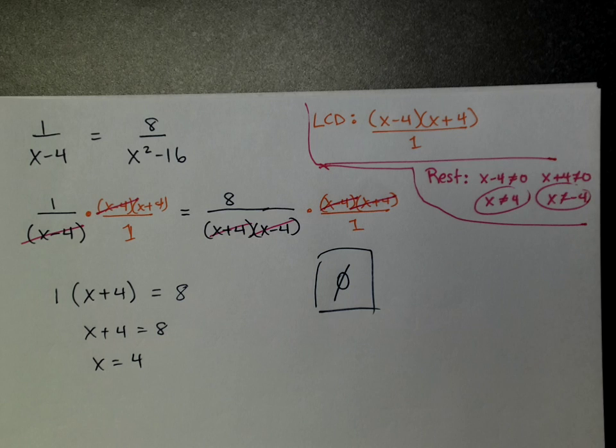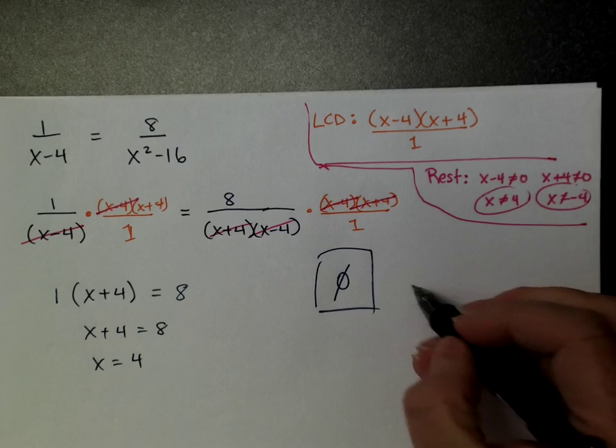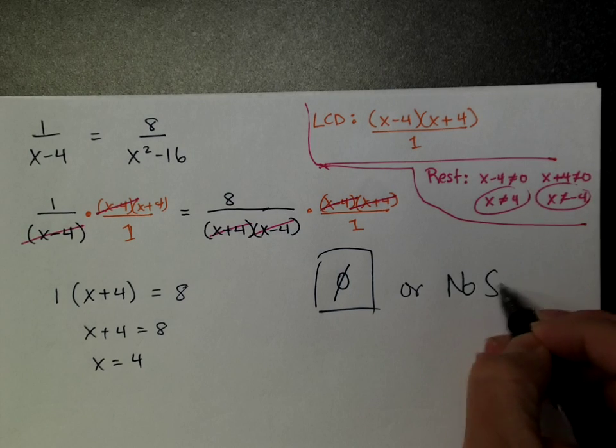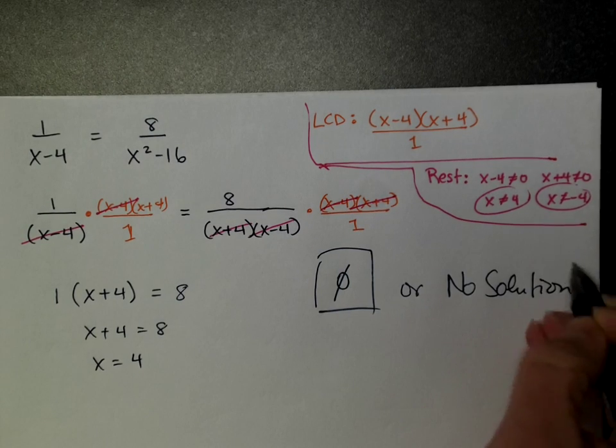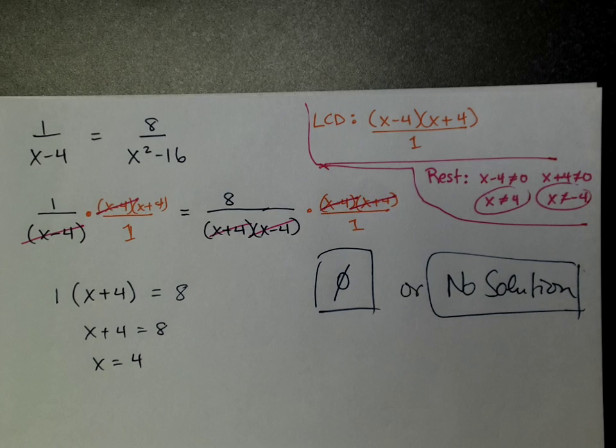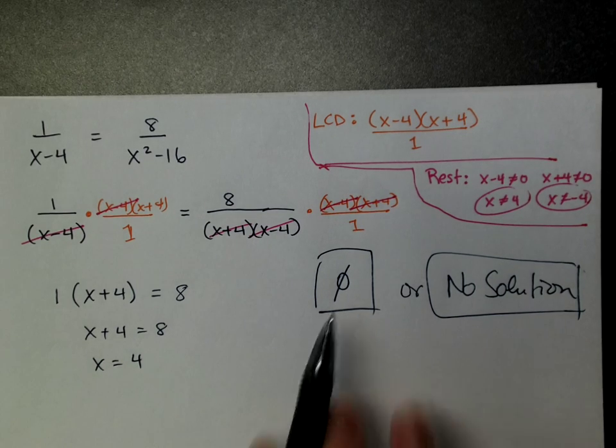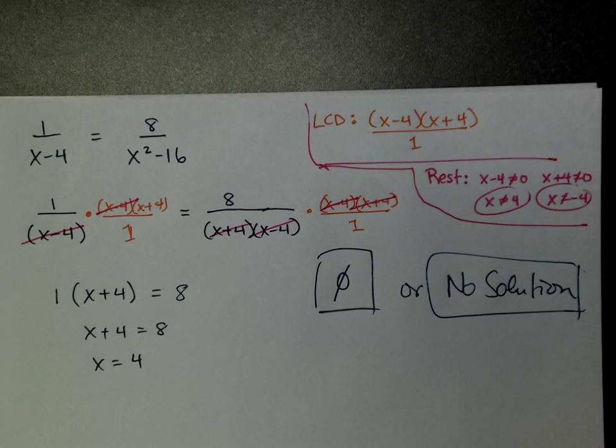Don't say prime. Some people are getting mixed up. Prime is just for expressions. If you can't factor an expression, you say it's prime. If you can't solve an equation, then you say no solution or null. So either one of these is fine. This is the null symbol. We call that null.